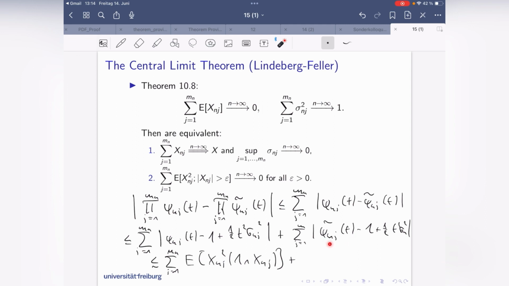Here I know that the psi nj tilde is something which I can really compute: e to the minus 1/2 sigma nj square t square, minus 1 minus 1/2 t square sigma nj square, like so. And now I have to show that this term converges to 0 and this term converges to 0, the first one using the Lindeberg condition, and the second one should do it on its own.